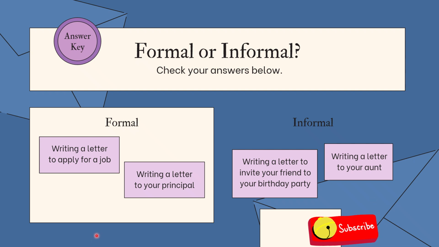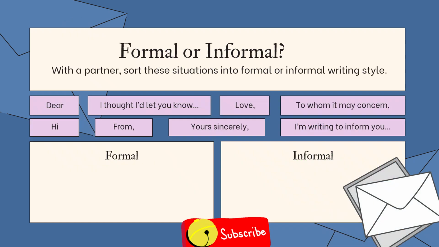Formal or informal. Now I have done the segregation. You may tally your answers. Formal letters are writing a letter to apply for a job and writing a letter to your principal. Then informal, writing a letter to invite your friend to your birthday party and writing a letter to your aunt. So I think now the difference is completely clear to you, which are the formal letters and which are the informal letters.